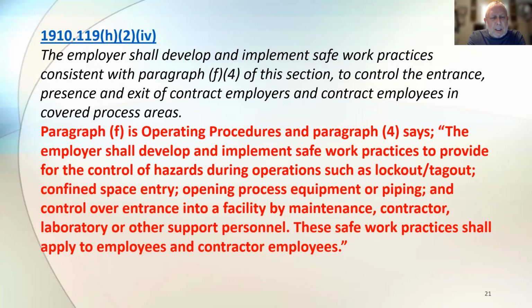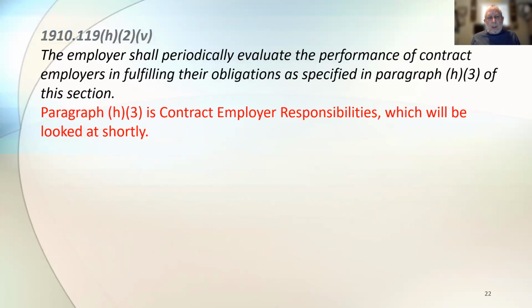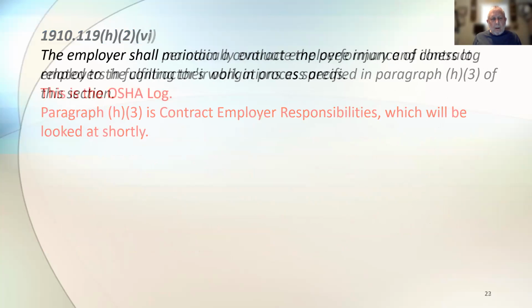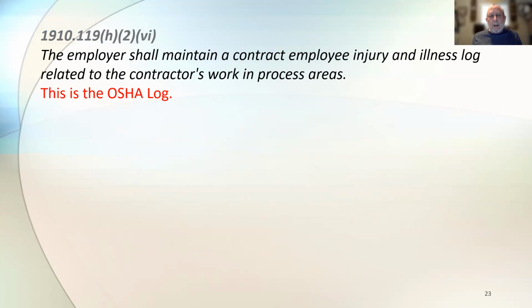Now, this is something you don't usually see in OSHA's control over entrance into a facility. That's something OSHA usually doesn't even mess with, but that's something you have to worry about in process safety management. The employer shall periodically evaluate the performance of contract employers in fulfilling their obligation as specified in paragraph H3, which you haven't got to yet. The employer shall maintain a contract employee injury and illness log related to the contractor's work in process areas. That's an OSHA log we're talking about here. So if you have them, you have to have an OSHA log for them that work there.